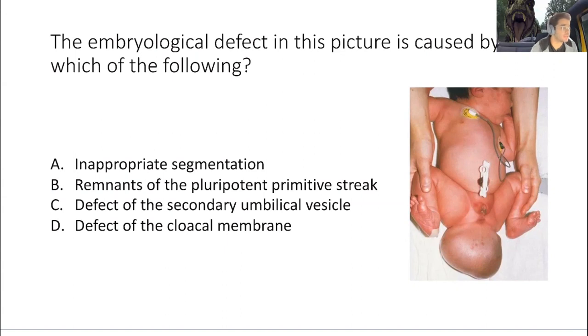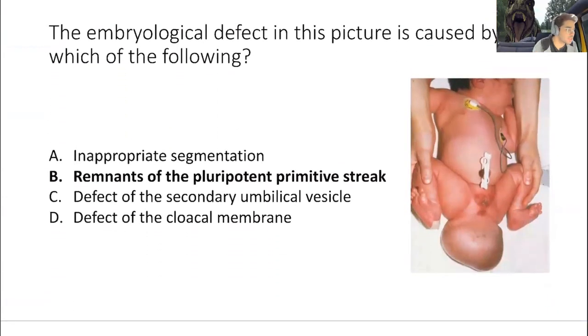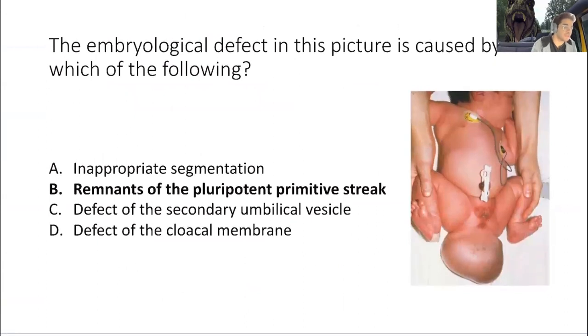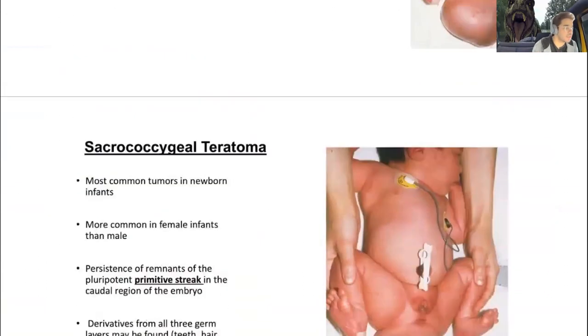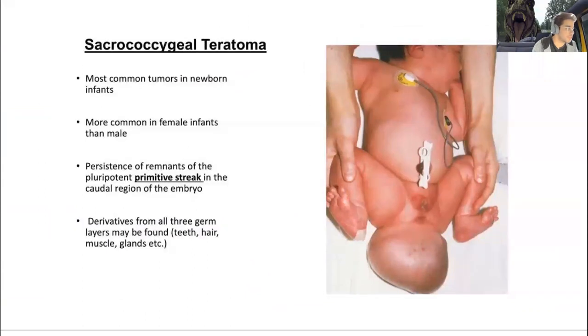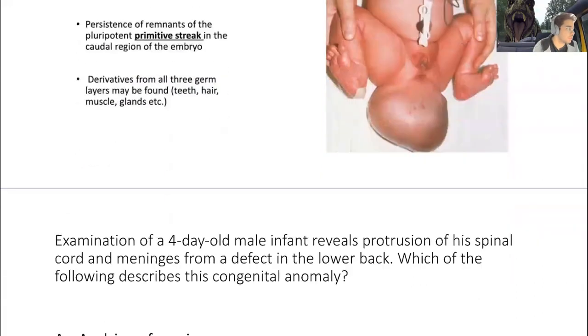Hair, teeth, because whenever you're saying pluripotent primitive streak, it has everything. It has all three germ layers. So you can find anything from muscles to glands to hair and teeth. So keep that in mind. I never liked memorizing MSK. I always learned it based off of functional and clinical anatomy. So as you mentioned, primitive streak derives all three germ layers: hair, teeth, muscles, glands. So it can be anything.